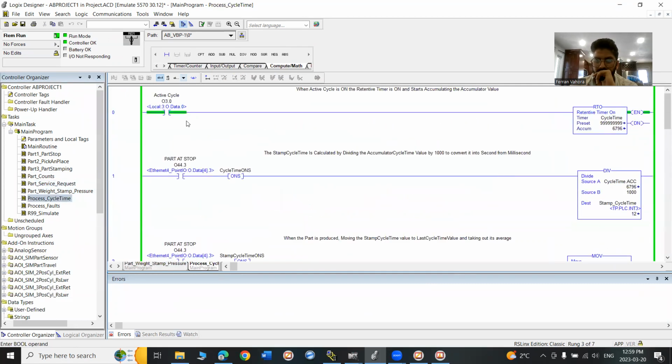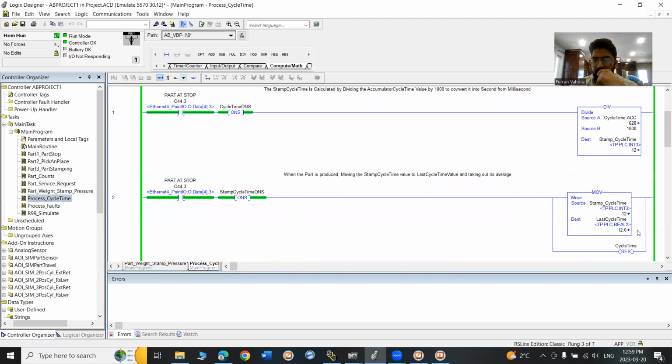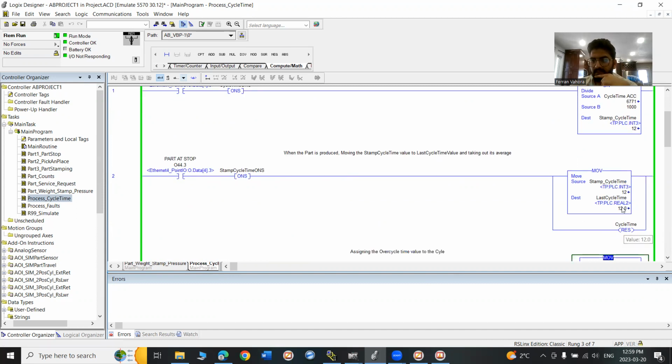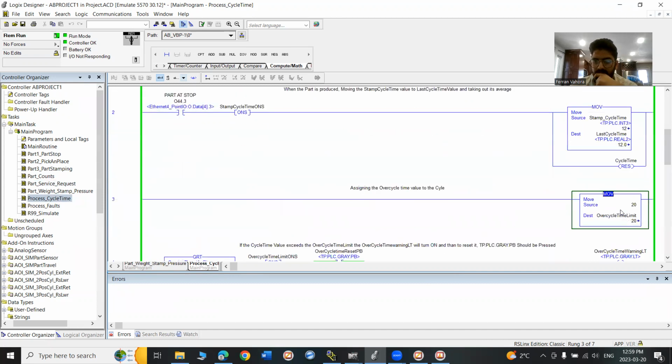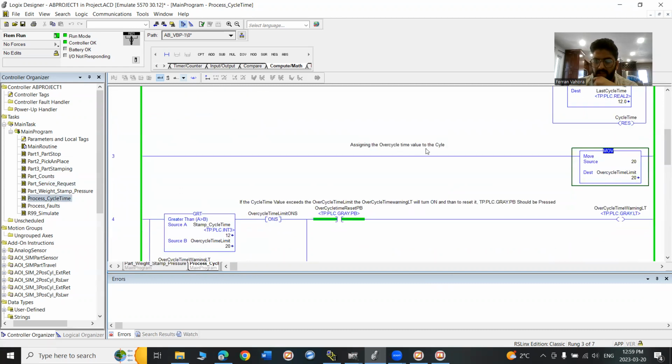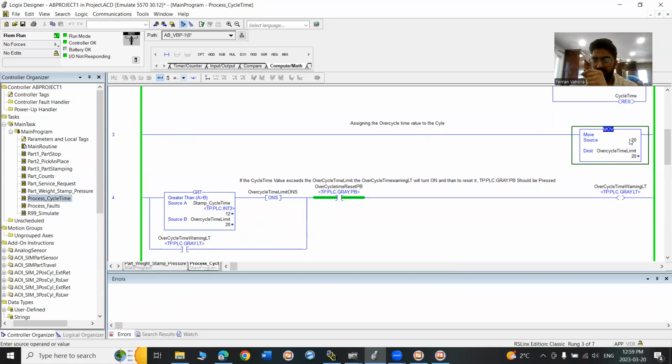For process cycle time, I have taken the RTO timer, which will count up to its preset value. So when the part is at the stop, when it is being released, when it is produced, it will divide into milliseconds, and after that division, that value will be taken as the last cycle time, and it will be converted into a real. Assigning the overcycle time: if the stem cycle time exceeds the overcycle time of 20, the gray light will turn on.